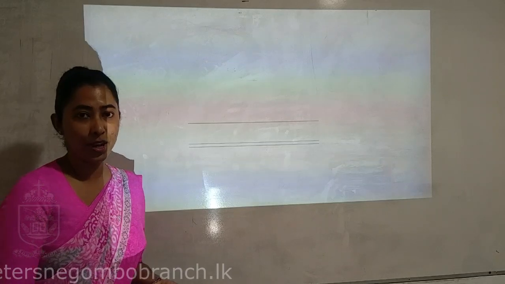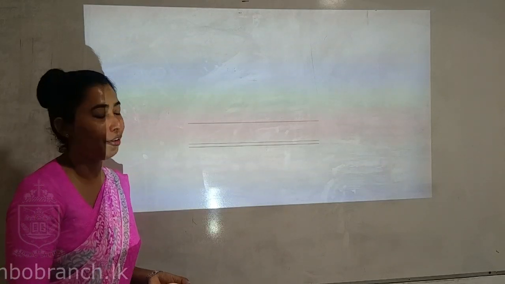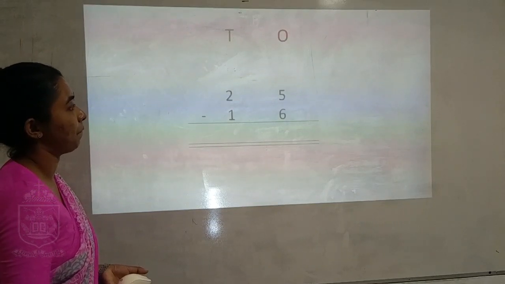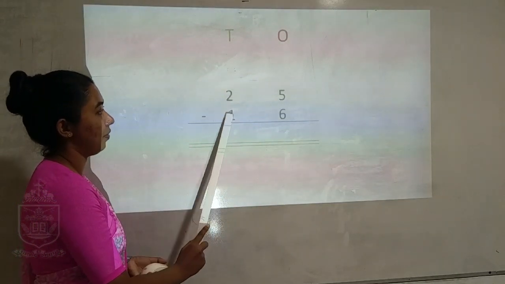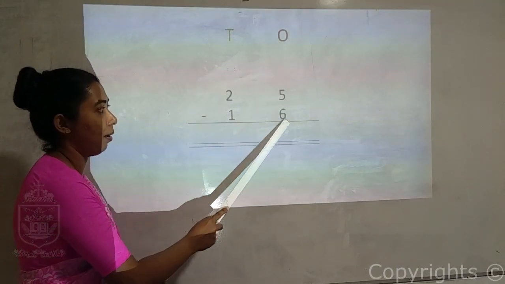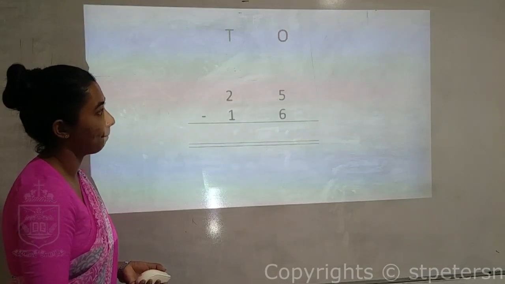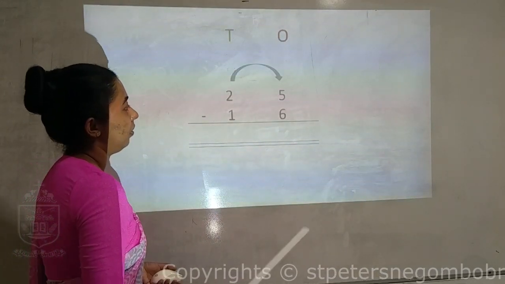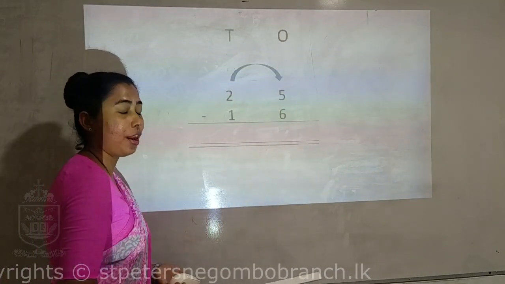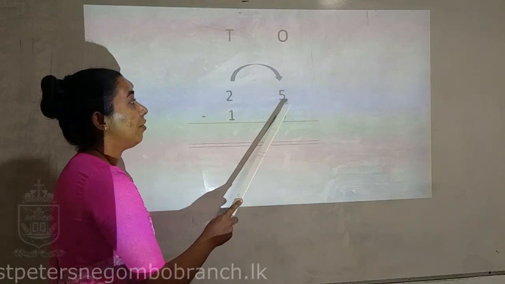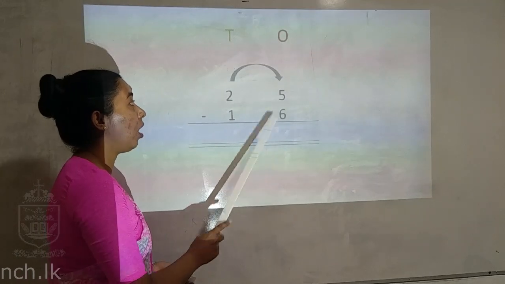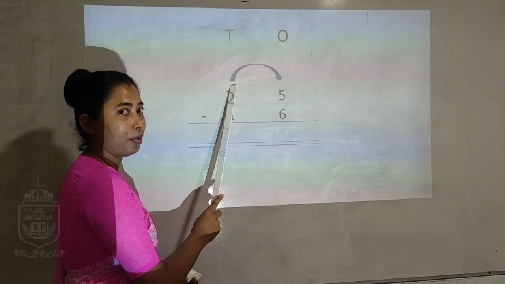Now we are going to subtract 16 from 25. Here is number 25. This is number 16. You have to write the numbers in order. We have to subtract 6 from 5. Can we do that? No, because number 5 is smaller than number 6. So we have to ask one from this group, from tens.